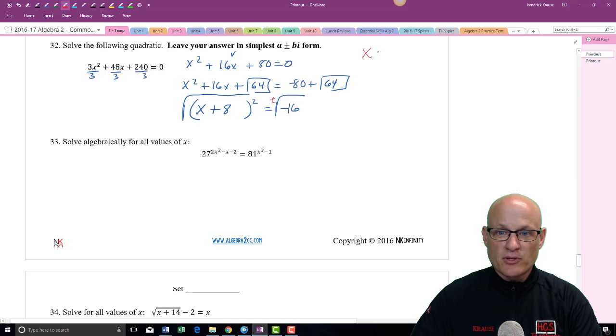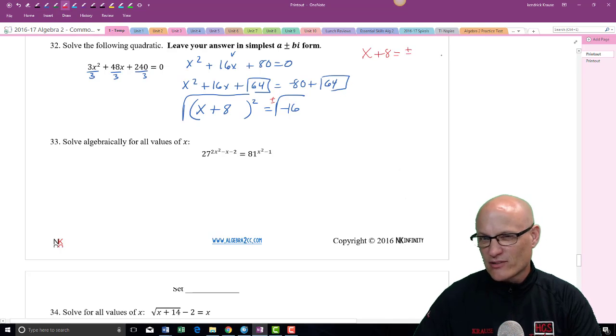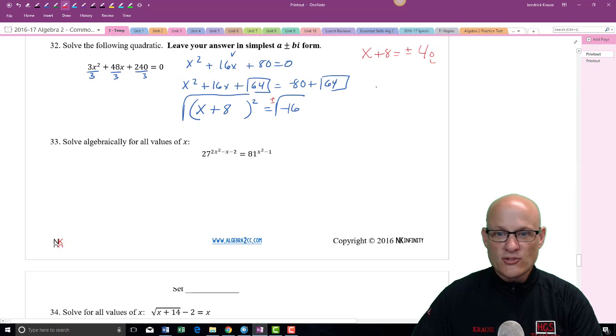So I get x plus 8 equals plus or minus. Now what is the square root of negative 16? Come on, come on. It's 4i. So I get x equals negative 8 plus or minus 4i. Notice I just brought the negative 8 over and put it out front.